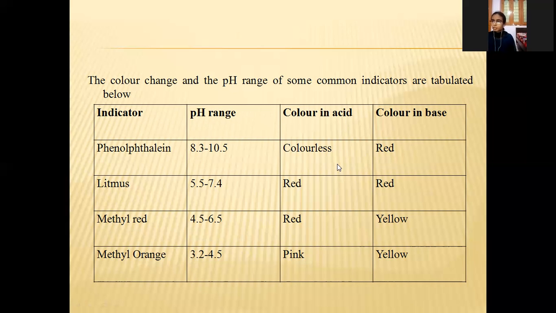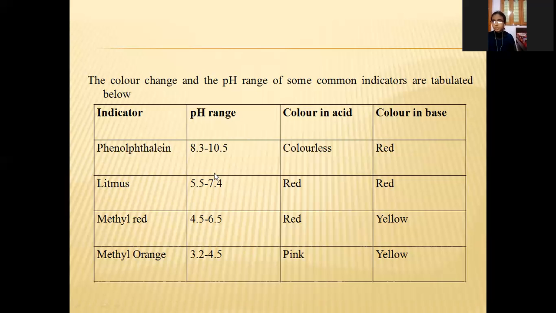In acid, it is colorless. As phenolphthalein is a weak acid, when we mix it in acid, it does not undergo a neutralization reaction, so it remains the same and the color does not change. When we dissolve phenolphthalein in base, it will give a red or pink color.